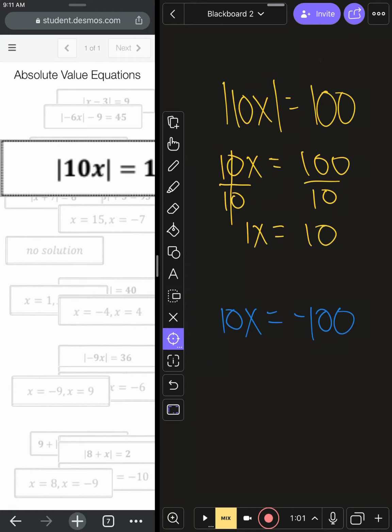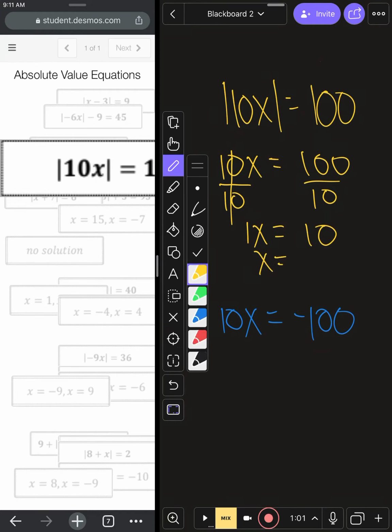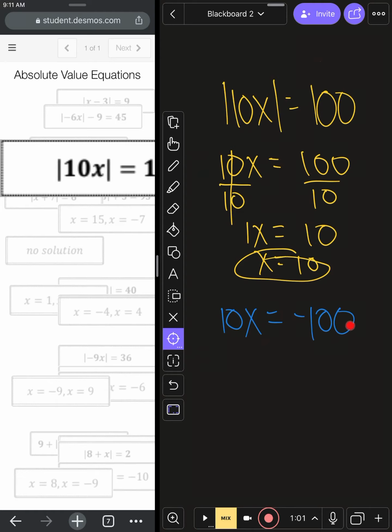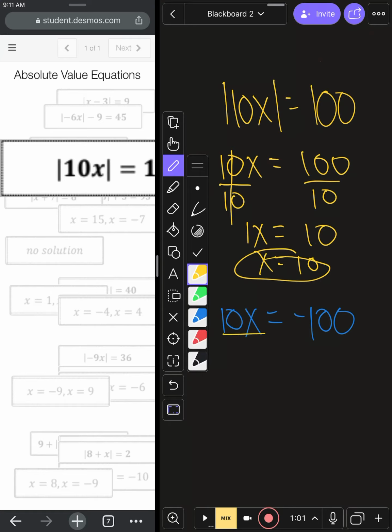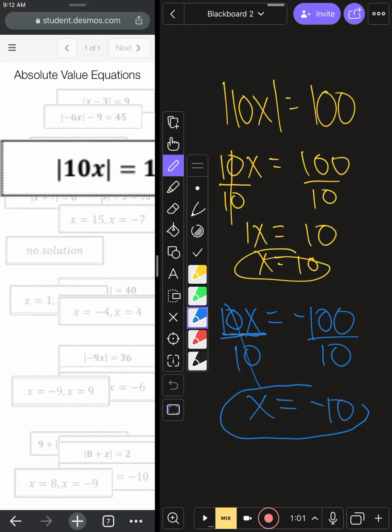That one, you don't have to write it. So you can just write x equals 10. That's one answer. But remember, all of these problems have two answers. So I have to go down here and also solve this. Again, to get rid of this 10, let me change colors real quick. I got to get rid of that 10. So I divide by 10, both sides. 10 divided by 10 is 1, leaving just the x equals negative 100 divided by 10 is negative 10. And those are your two answers.